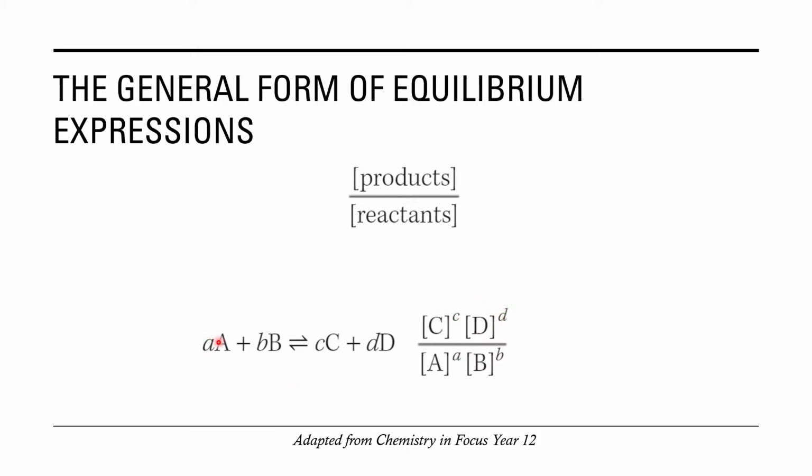So if little a was 1, little b was 2, little c was 3, little d was 4, this would be the concentration of chemical A to the power of 1, concentration of chemical B to the power of 2, concentration of the chemical C to the power of 3, concentration of chemical D to the power of 4. This formula might look a little bit confronting and a little bit weird to begin with, but it is a helpful aid once you understand how these equilibrium expressions come about and are written up, which we'll get to shortly.